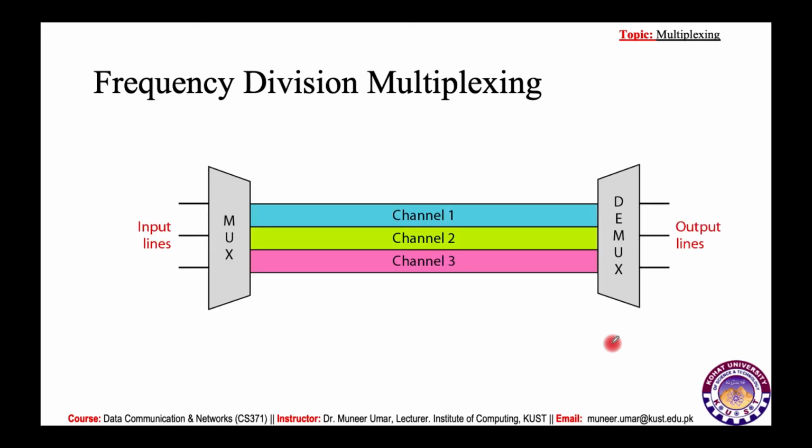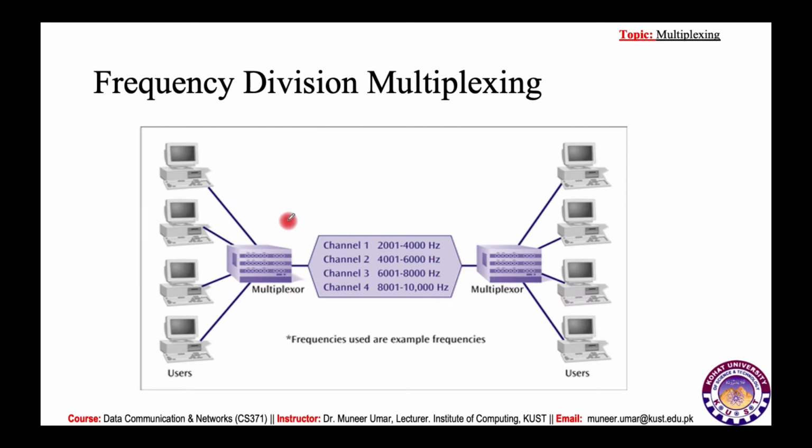Now if you look into this diagram, here we have multiple devices at one end, and at the other end we also have some devices connected to a multiplexer and demultiplexer. The link is divided into multiple channels. Now here, if we look into this figure, we have the division of frequencies. We have computers connected to a multiplexer, and this multiplexer can multiplex the signals of these connected devices.